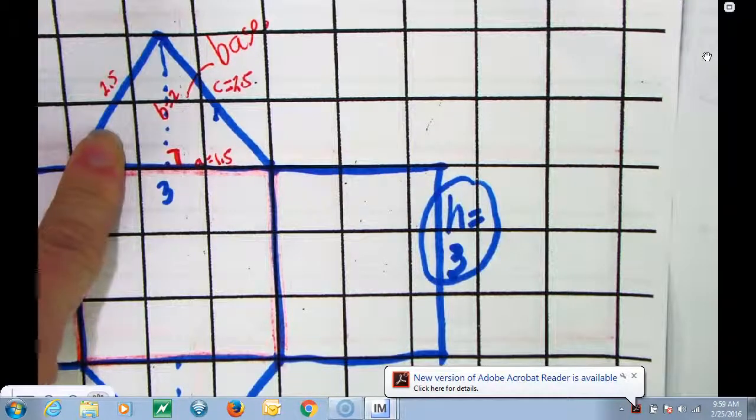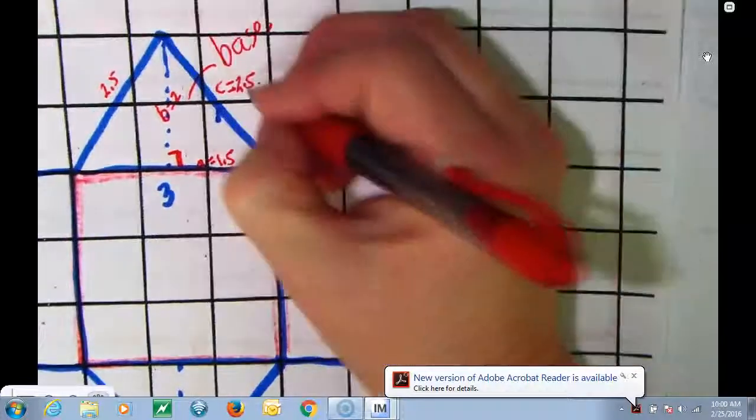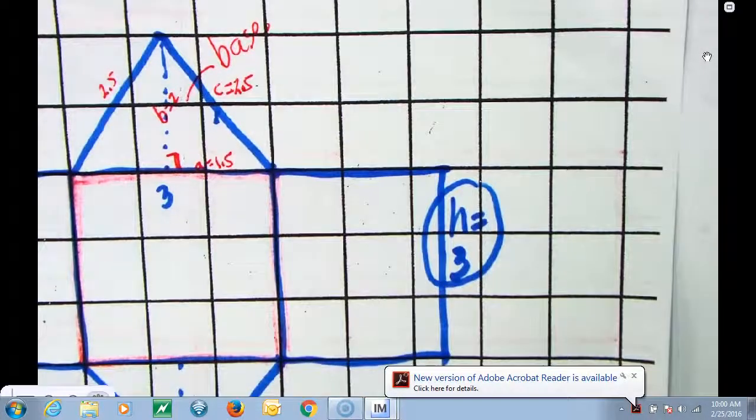That's 2.5. C is 2.5. I don't know what you're talking about. 3 2. Okay, look. So this is the base.